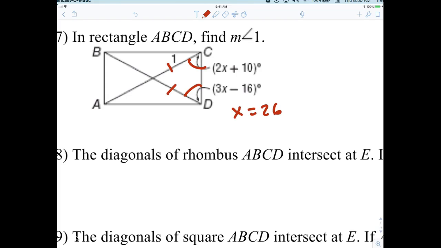Now, they're asking about angle 1. All right, so don't put 26 down. So 26 times 2, 52 plus 10, 62. So 90 minus 62, 28. I think that's the way you should be thinking about these problems.